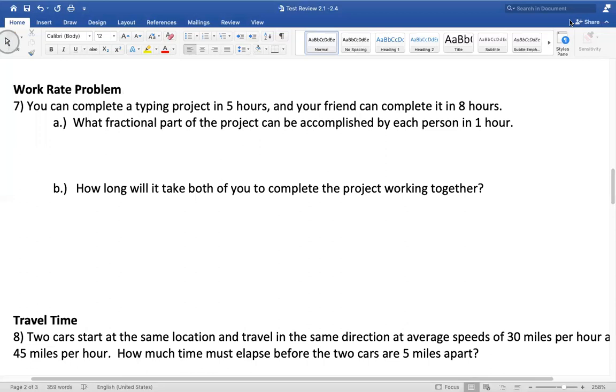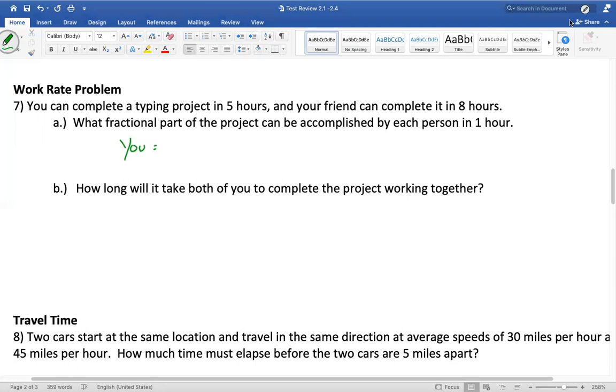Work rate problem. You can complete a typing project in 5 hours, and your friend can complete it in 8 hours. It says, what fractional part of the project can be accomplished by each person in 1 hour? And how long will it take both of you to complete the project working together? So it says you can complete a typing project in 5 hours. Okay, so let's go with you.